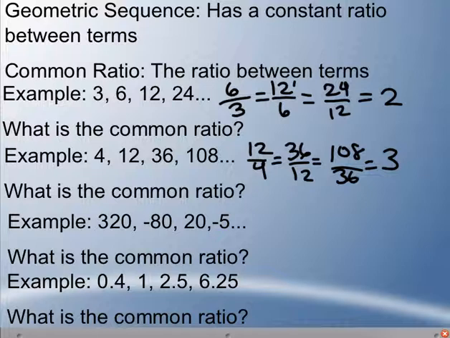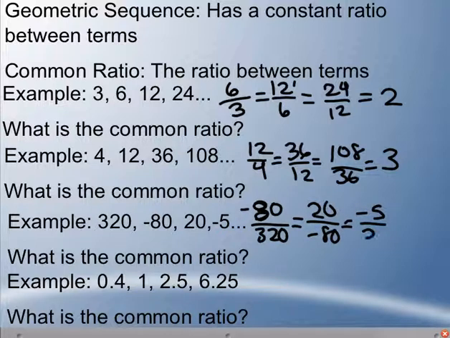Now, those are all ones that are growing. We're getting bigger numbers as we go along. We can get smaller ones as well, or alternate between negative and positive. So in this next one, negative 80 divided by 320 should be the same as 20 divided by negative 80, or negative 5 divided by 20. All of these end up being negative 1/4.